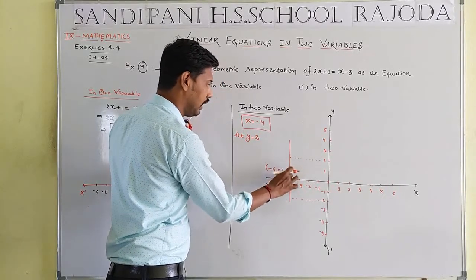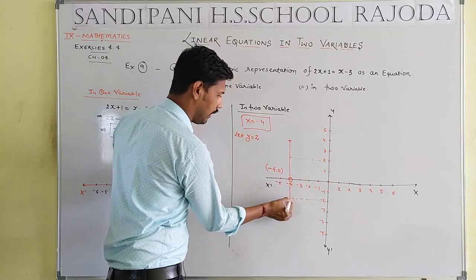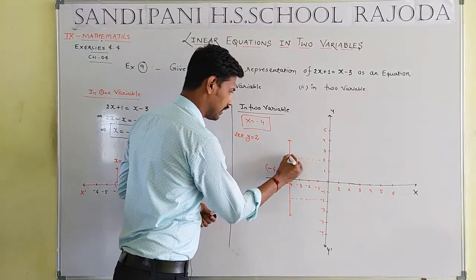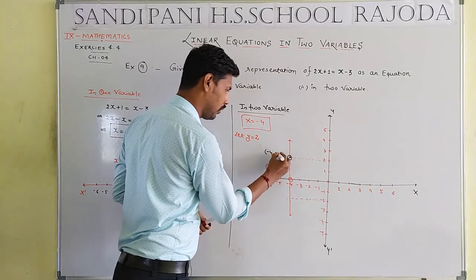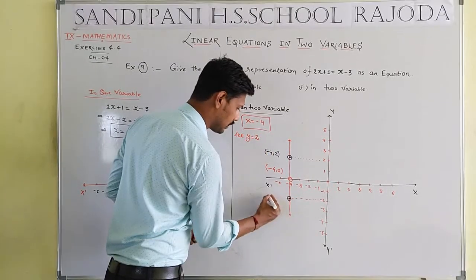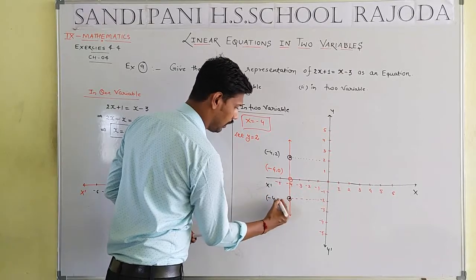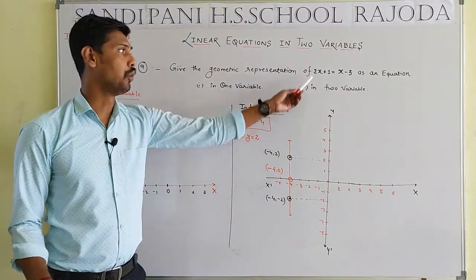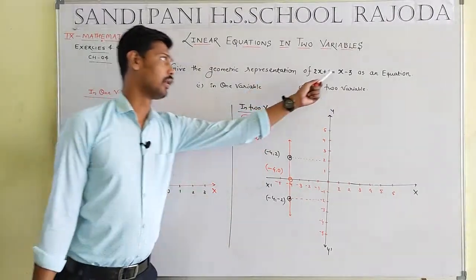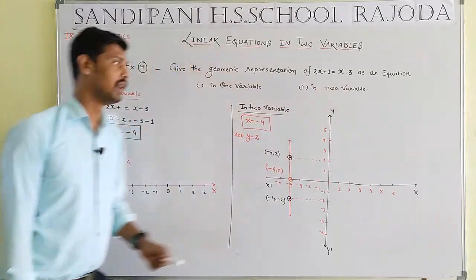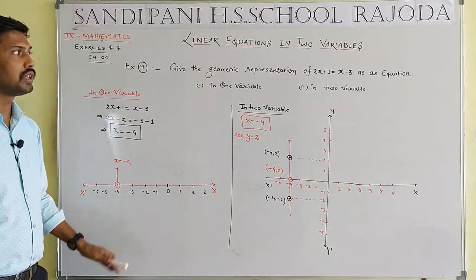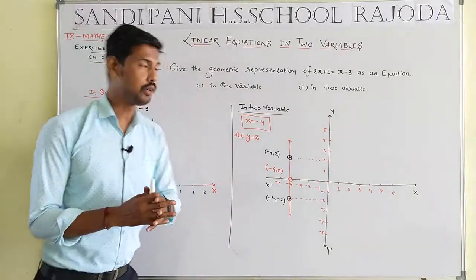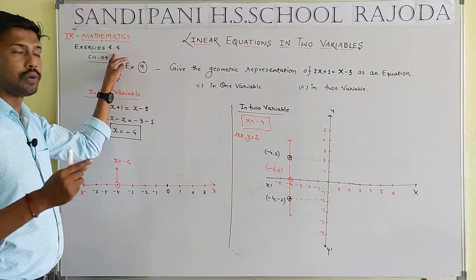हमको क्या मिली है? एक simple straight line. A line, a coordinate here. We decide the coordinate minus 4 comma 2 and here minus 4 comma minus 2. This is represent 2x plus 1 will be equal of x minus 3 in two variable, and this is a expression for one variable. I hope you getting the proper solution related to exercise number 4.4, question number first, second with example number 9.